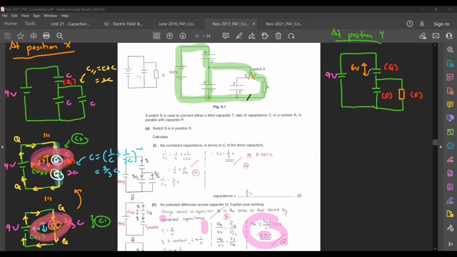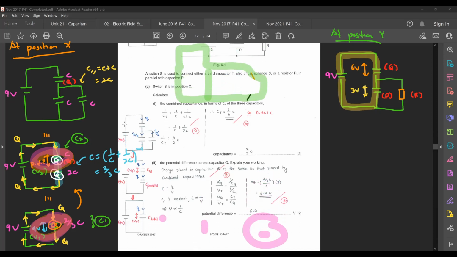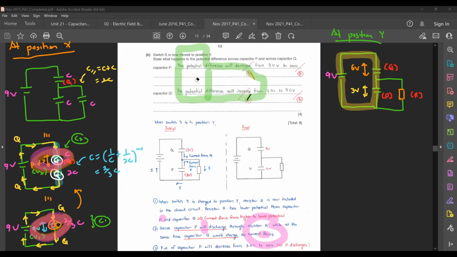If you apply Kirchhoff's second law for this loop, you should rightly be able to determine that capacitor P is going to have a PD of 3 volts. Okay, so this one here, you should be able to determine that it's going to be 3 volts. Okay, this is how the circuit looks like right now. So here, the question is asking you, state what happens to the PD across P and Q right now, once you have moved to switch position Y.